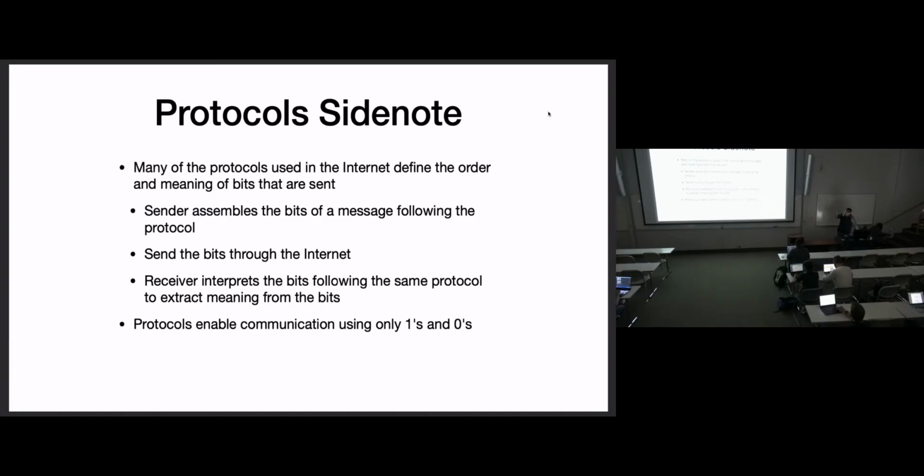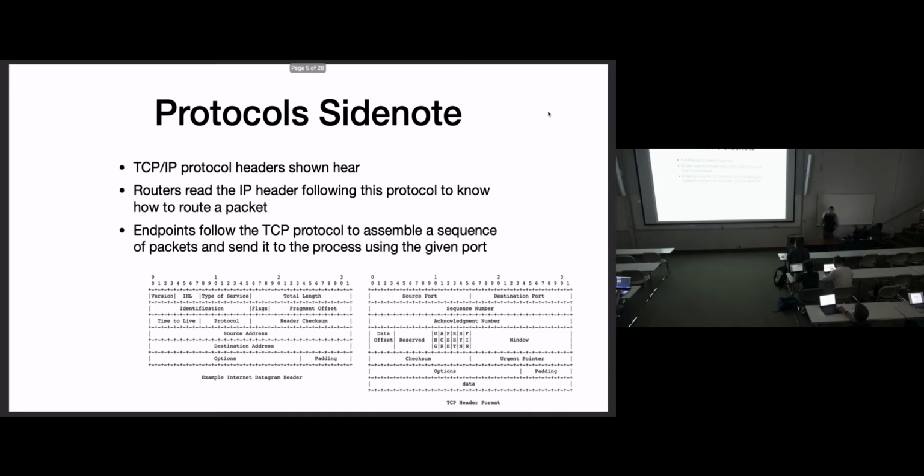So protocols are a way to make sense of the ones and zeros that we send over the internet. We send these ones and zeros. That's the only thing the internet can communicate. And the protocols say how we're going to interpret those ones and zeros. As long as the client and server both agree on the protocol and follow it exactly, then we're going to be able to effectively communicate.